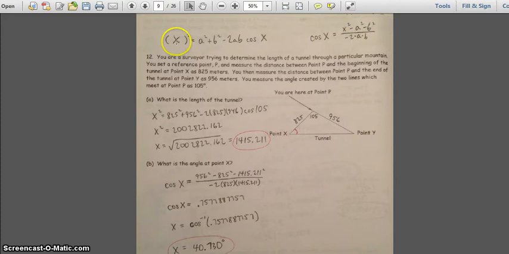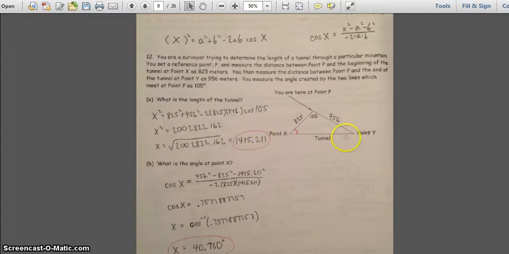Since I'm looking for the side opposite 105, that's why 105 goes here, as in here. And then the other 2 sides are my A and B respectively. It does not matter what order you put them in. Once I plug that in, my calculator must be in degrees. And then I'm going to take the square root of this number to get this number.